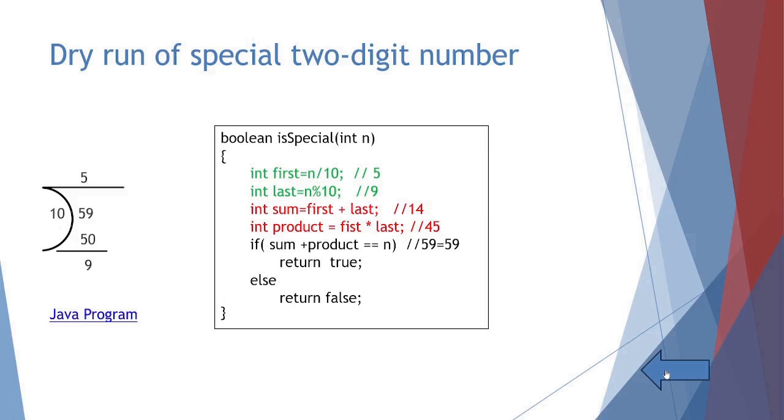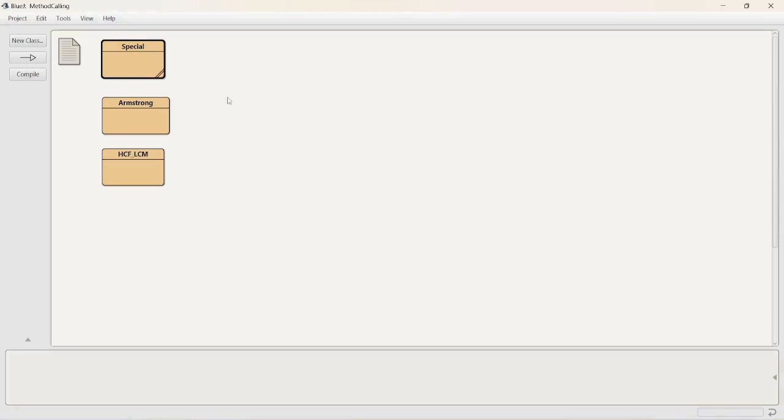See, if and else, both of them have return statements, then the compiler accepts. Let's see a Java program. In the Java environment, we see the same program. Contents of special class.